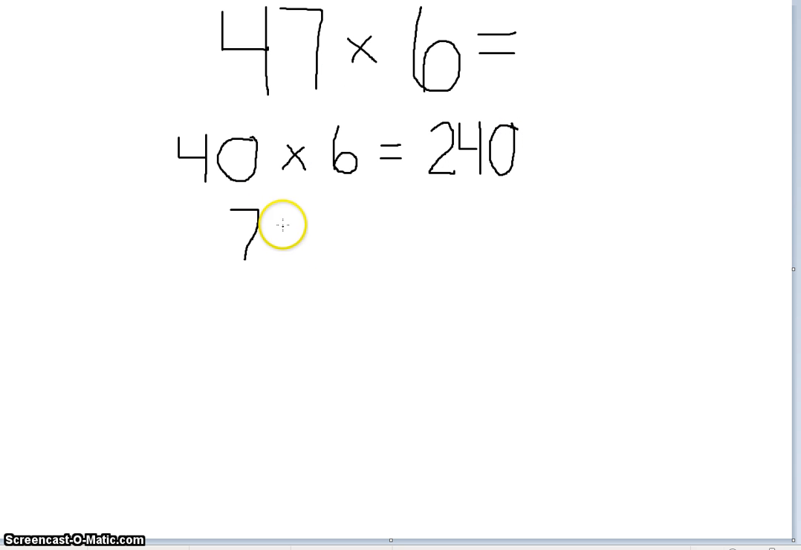Now I have to take the 7 and multiply it by 6 as well. 7 times 6 equals 42. I'm going to align those up.